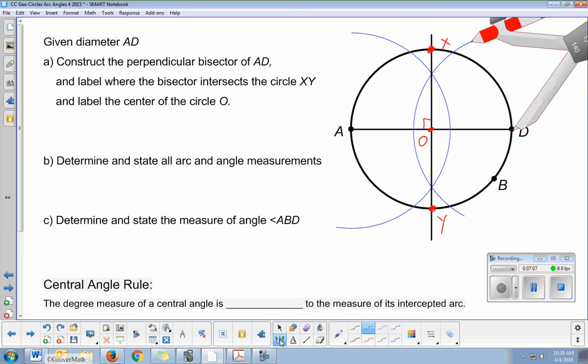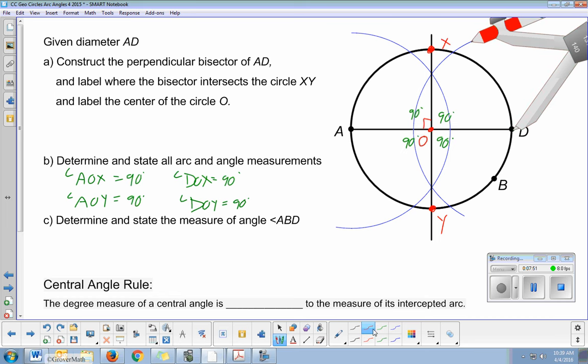All right, so let's talk about angle measurements. First of all, I see four angle measurements in here. We have angle AOX, and because it's a perpendicular bisector, we know this is 90 degrees. So angle AOX equals 90 degrees, and angle DOX equals 90 degrees as well, and angle AOY equals 90 degrees, and so does angle DOY. So we know that that's 90 degrees, that's 90 degrees, that's 90 degrees, and that's 90 degrees, and that's a consequence of the perpendicular bisector.